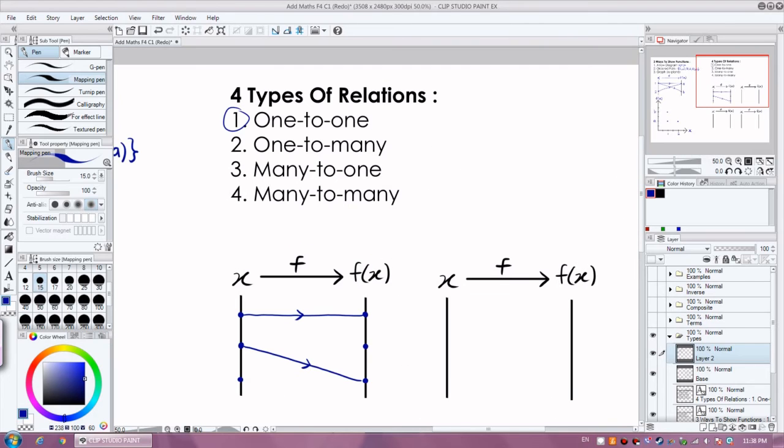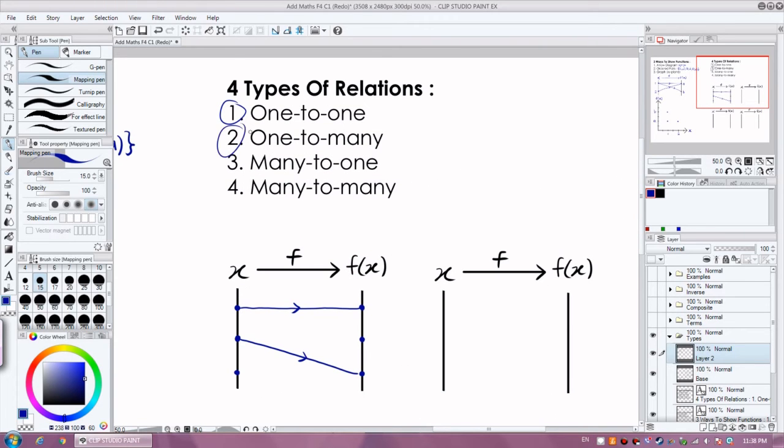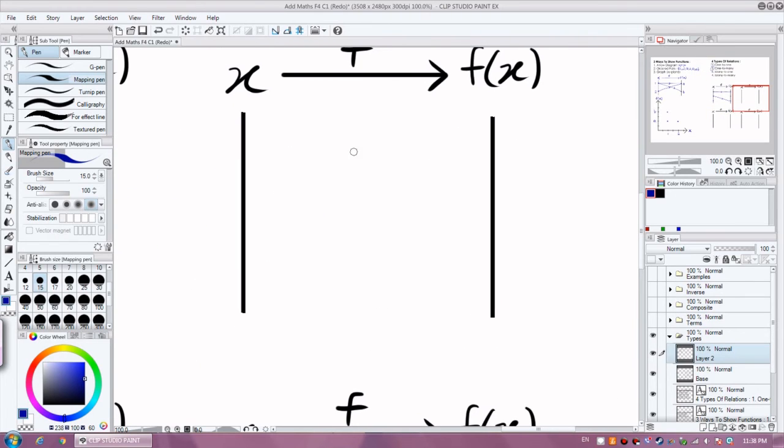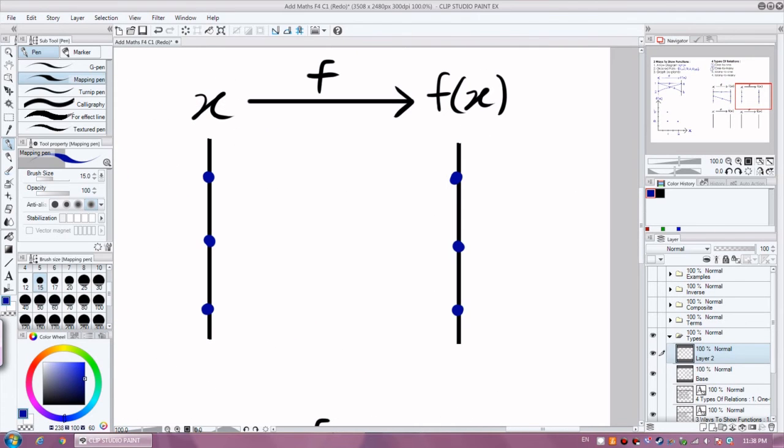Next is the one-to-many relation. The one-to-many relation would look like this. I'll be drawing the dots again. Okay, it's one-to-many. So a one-to-many relation would have an object which connects to more than one image. So basically, I can draw one over here, which will make a one-to-one relation. And I can also add another arrow to make the same object connect to two different images, which makes it one to many, which in some way makes sense.